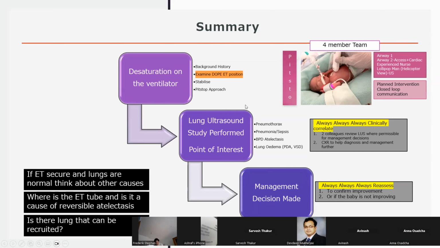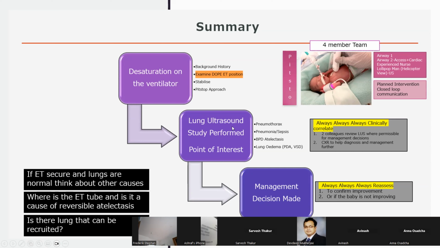How would I implement this in practice? If I've got a clinical situation where I have a baby who's desaturating, I would go back to the background clinical presentation of the baby. I would think about excluding dope, considering whether my ET tube might be low. So anything that's reversible that might allow this baby to get better. But more importantly, I must make sure that my ET is not down the right main bronchus.